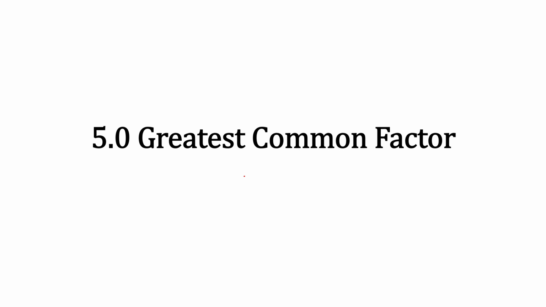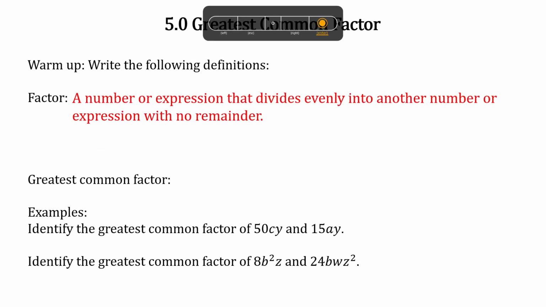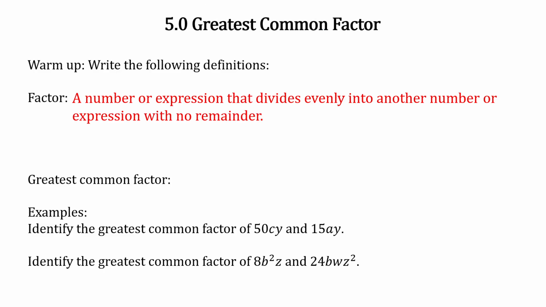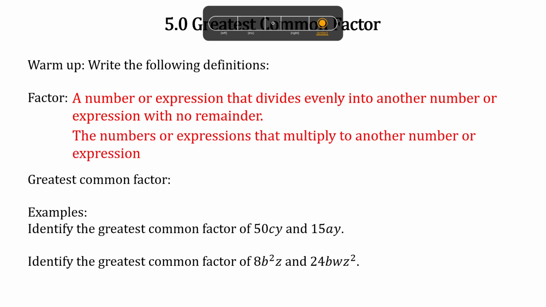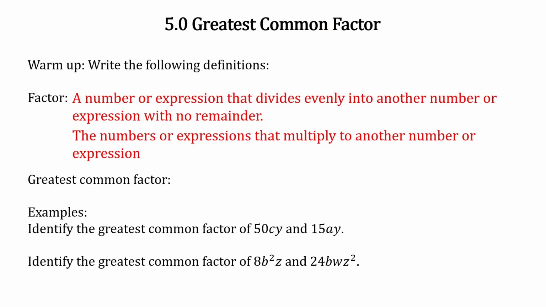Okay, so we're moving into factoring, which is kind of the opposite of what we did for the last several lessons. So we'll start with a good old-fashioned GCF, greatest common factor. A factor is a number or expression that divides evenly into another number or expression with no remainder. Numbers or expressions that multiply to another number or expression. It's basically what you multiply to get numbers or expressions.